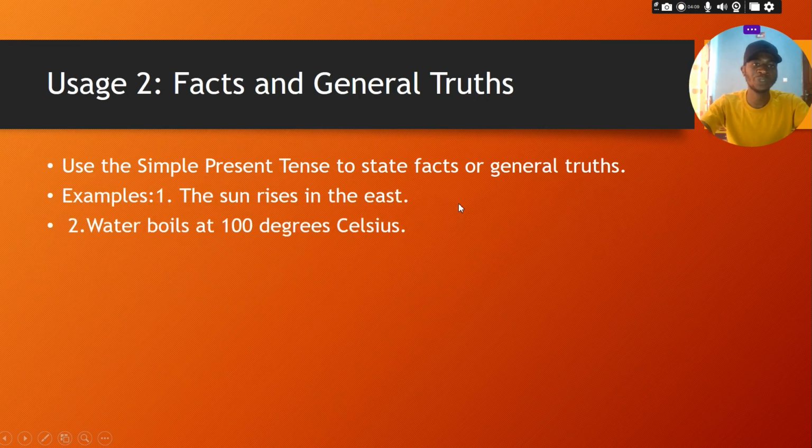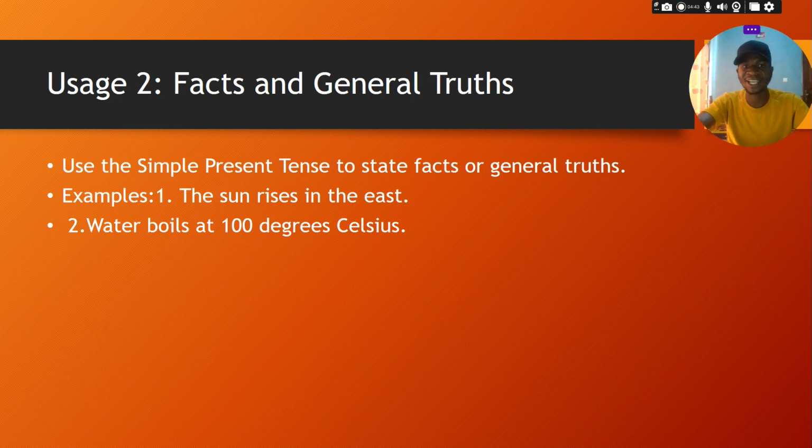Okay, we move on to usage number 2. Use the simple present tense to state facts or general truth. Whenever you want to state facts or general truth, we use simple present tense. So we have example number 1. The sun rises in the east. Why are we using simple present tense? Because we are stating a fact or general truth.